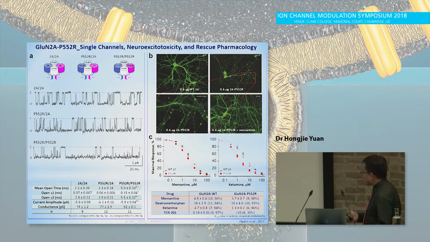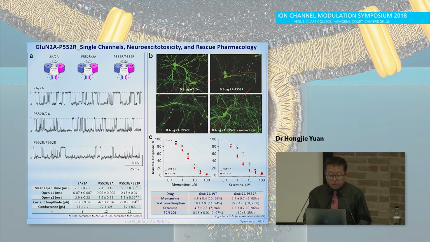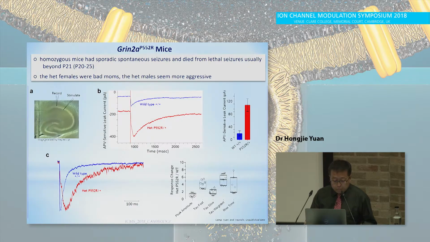Indeed, our rescue pharmacology experiment by oocyte recording showed that the FDA-approved channel blockers have a similar or even better potency or sensitivity for the mutant receptor compared to the wild-type receptors. We made the transgenic mice on this mutant.